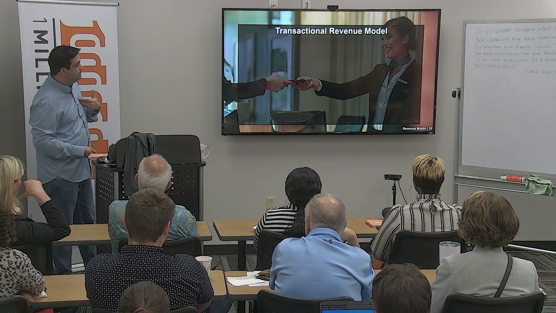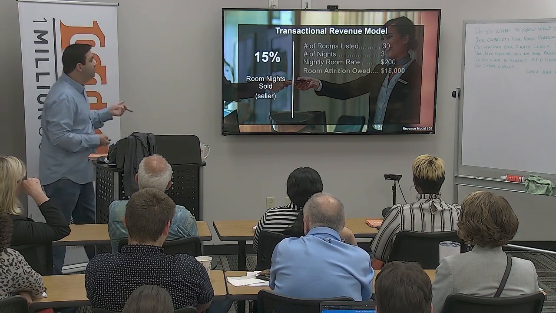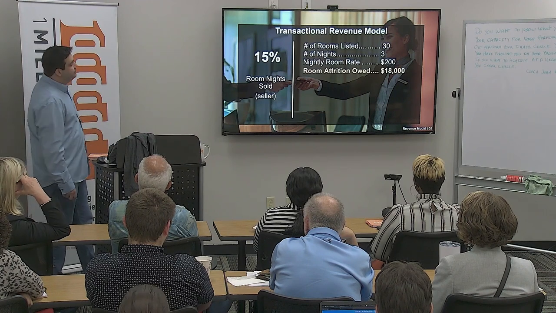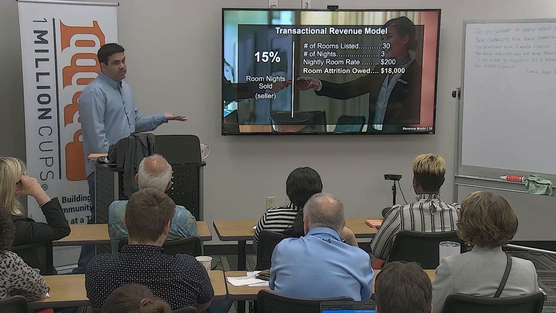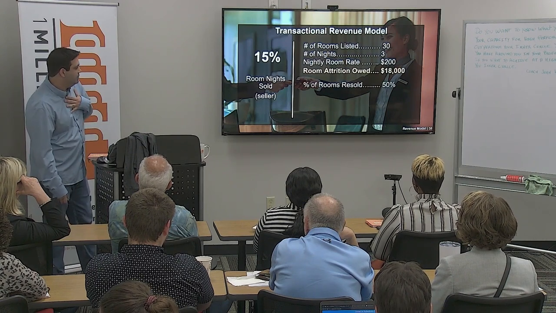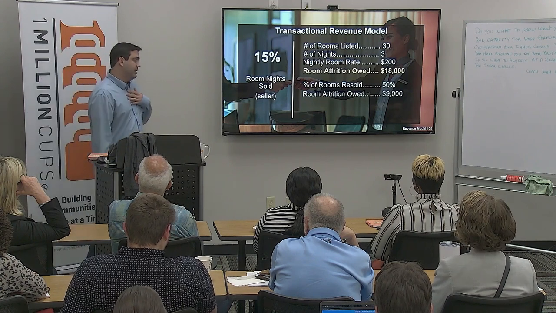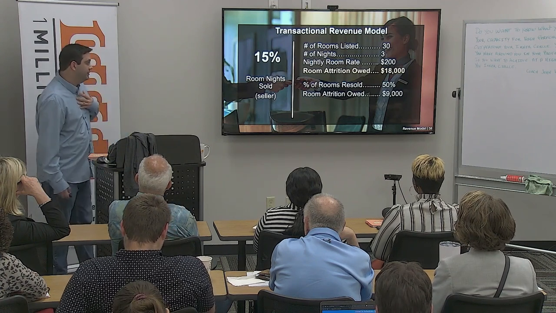So how do we make money? We charge 15% of the room nights sold to the seller. If you look at the earlier example, instead of having 30 rooms and being charged $18,000, let's say I put 30 rooms on the RoomRite marketplace. Half of them sell. I'm still going to owe the hotel $9,000. But that's a lot better than $18,000.